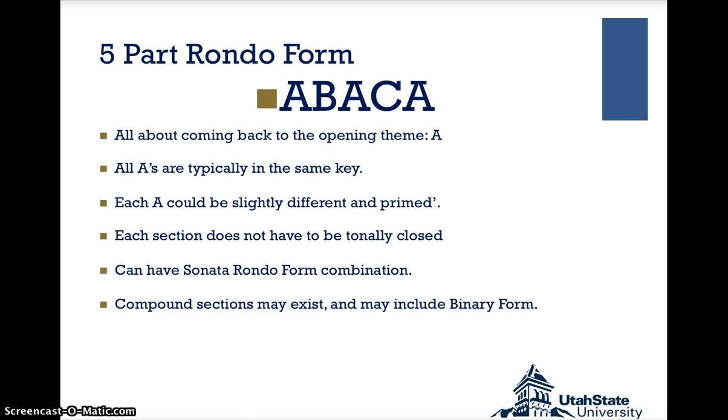The 5-part rondo form, as with any other variant of the rondo form, shares the same purpose of showcasing and returning to a central A section with which it opens. All of the A sections are typically in the same key. However, each A section following the first one is generally in some sort of variant. In other words, it's primed. Each section, the A, B, and so forth, does not have to be tonally closed, or end in a conclusive way.